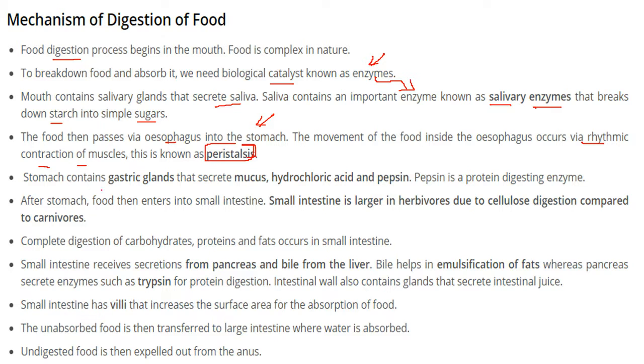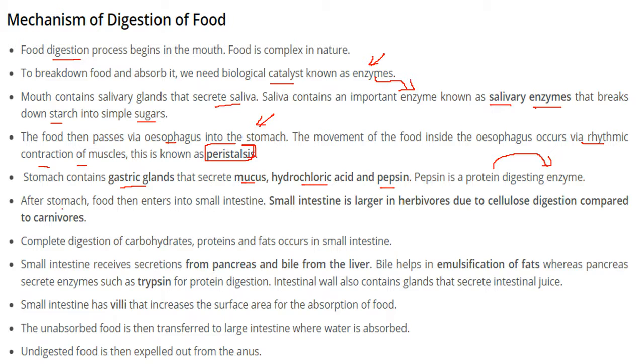So the stomach contains the gastric glands, which secrete many things like mucus, HCl, hydrochloric acid, which is quite concentrated, and pepsin. Now this pepsin is a protein-digesting enzyme. So this pepsin is used to digest the protein.